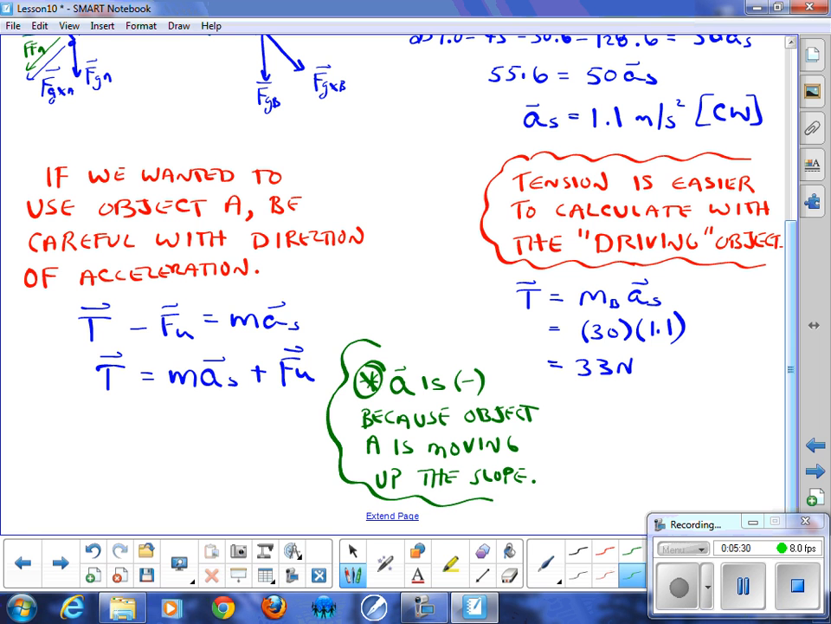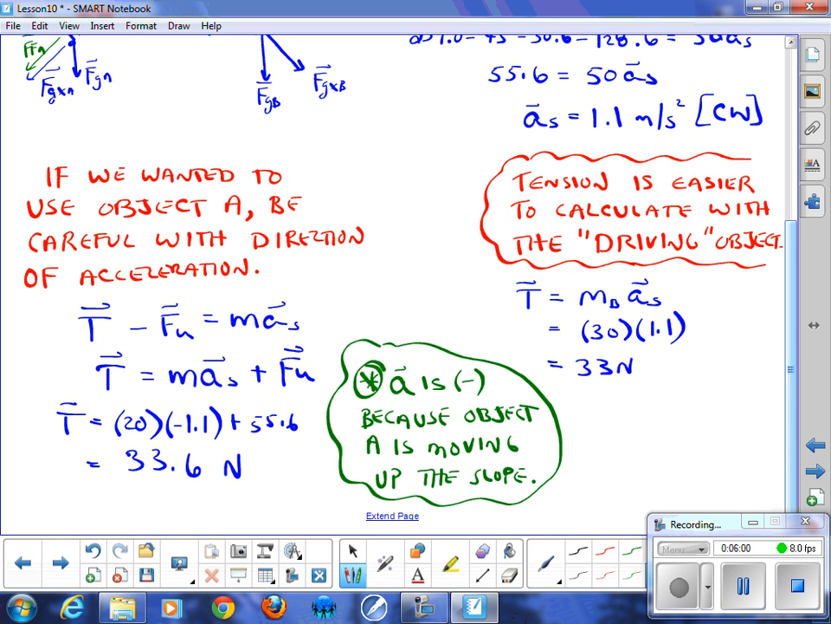All right. So when you go to do that calculation, so tension equals mass of the object is 20 multiplied by negative 1.1 plus our unbalanced force, which was the 55.6. So if you calculate that out, then we get 20 times negative 1.1. And then if we add the 55.6, we get 33.6 or 34 newtons, so 33.6 newtons. So you get the same answer. And remember, tension is uniform throughout a rope.